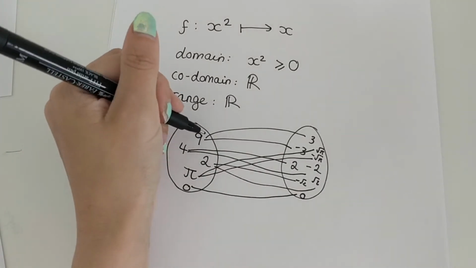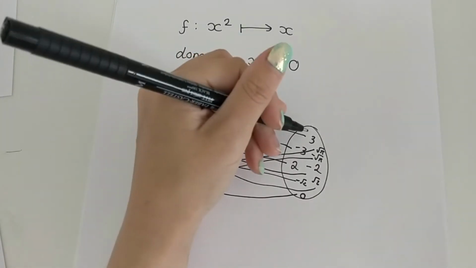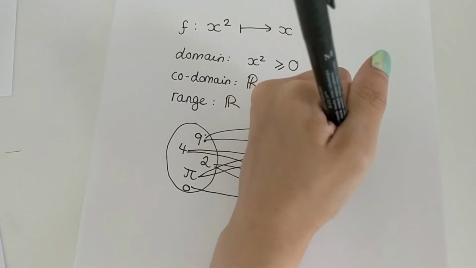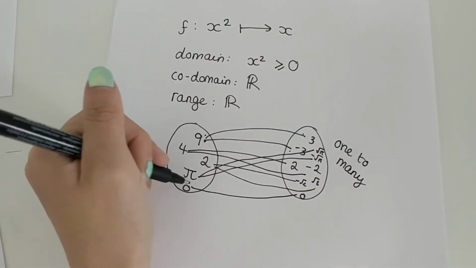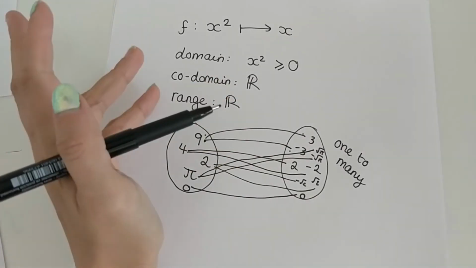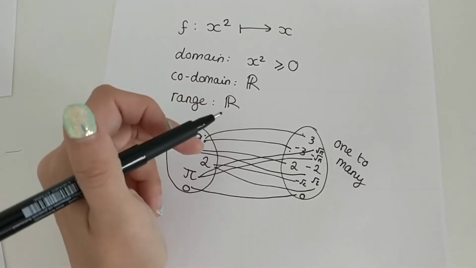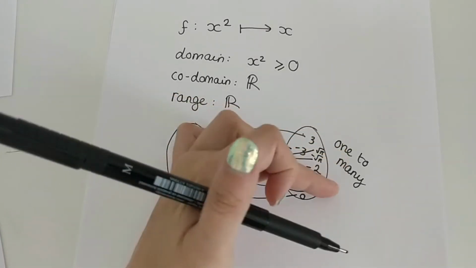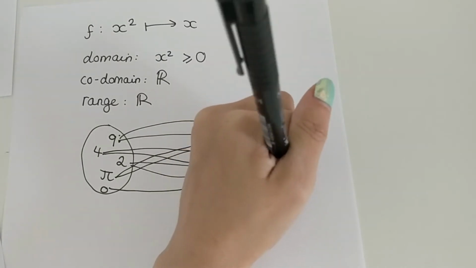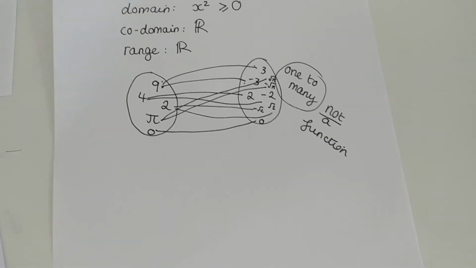Okay, so this has one input giving many outputs. So it's 1 to many. Now don't worry about the fact that 0 does not have many outputs. It only has 1. That's fine. It's not that everything has to have many outputs. It's just that one of them has to. And because one of them does, that means it's 1 to many. Which means it's actually not a function. We could call it a mapping, but we can't call it a function. It's not a function because it is 1 to many.